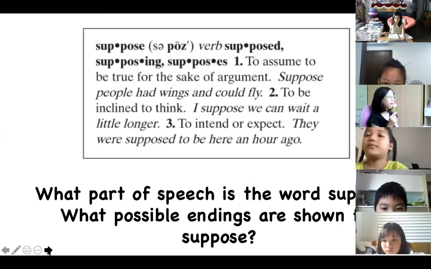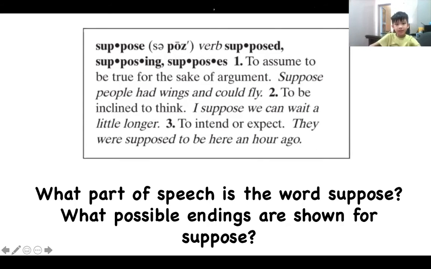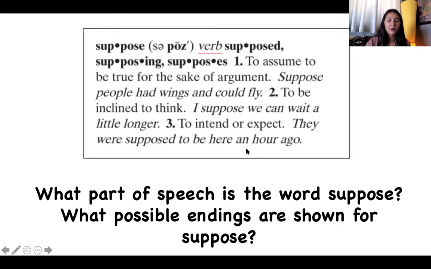Okay, have a look. Now, we've got no labels to help us on this one, so let's try and figure this out. What part of speech is the word suppose? Have a look at this dictionary entry and find where it tells us the part of speech. What do you think, Boo? Verb. I think it's a verb. Good job, well done. We can find the part of speech over here where it says verb. Awesome work, Bo.